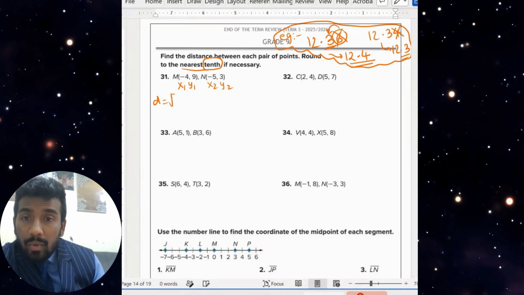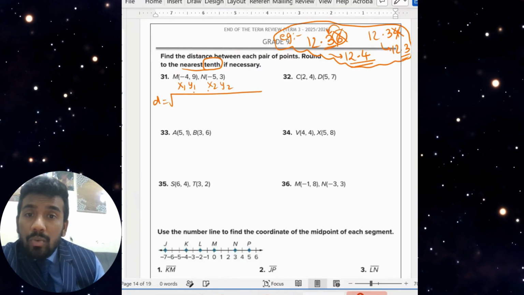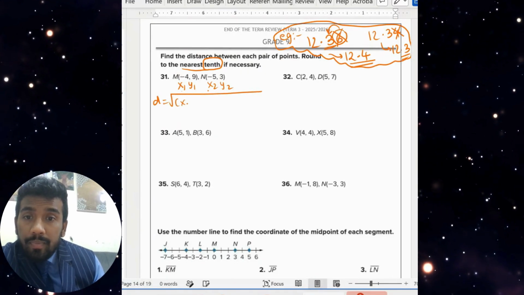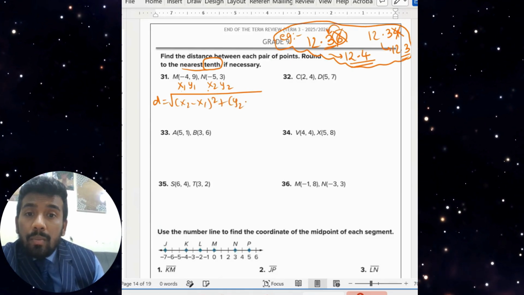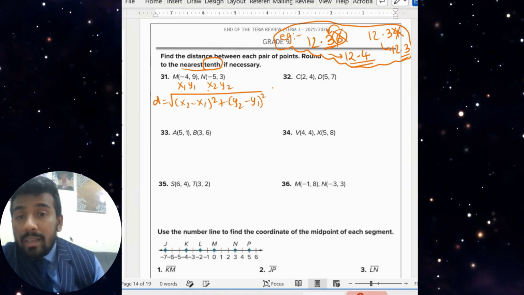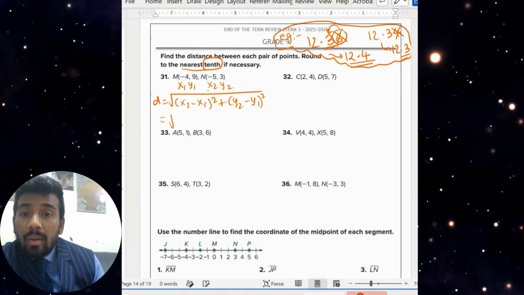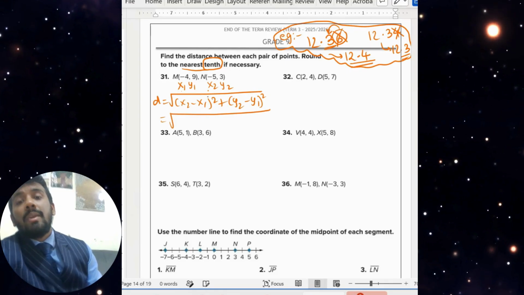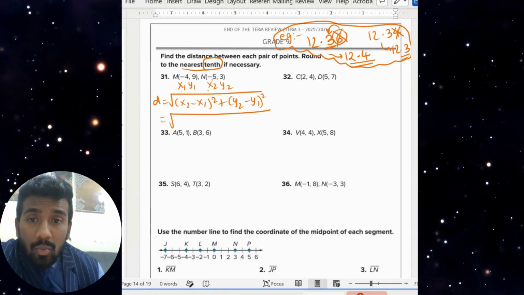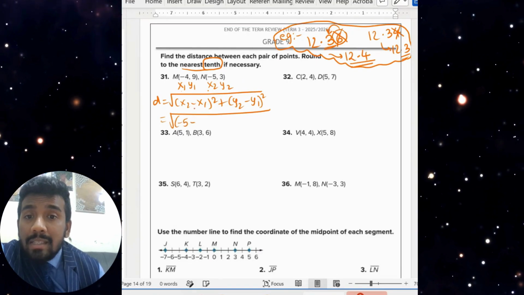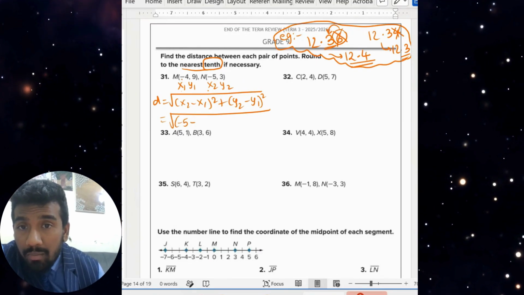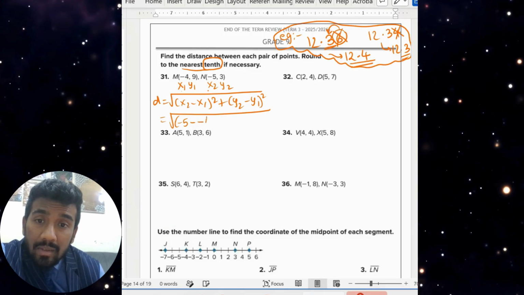What is it? Root of x2 minus x1 square plus y2 minus y1 square inside the root. Now I put the numbers, be very careful. What's x2? 5. Put the bracket, minus 5 minus x1. Now what's x1? Minus 4. So there is 2 times minus.